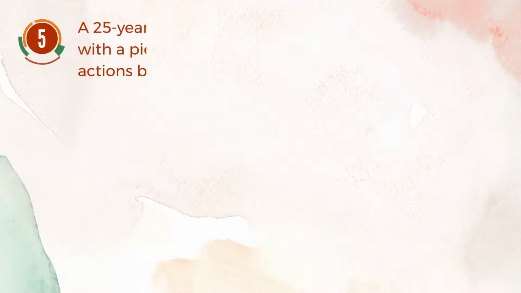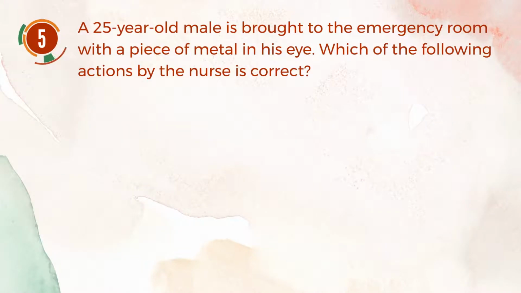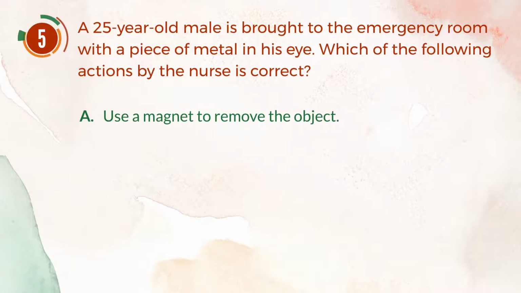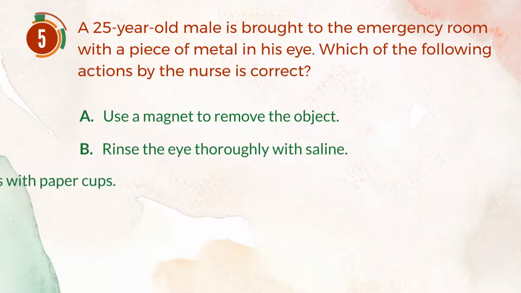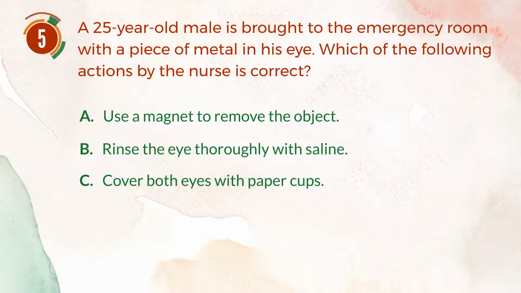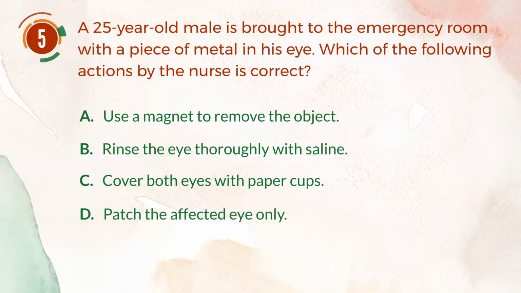Number 5. A 25-year-old male is brought to the emergency room with a piece of metal in his eye. Which of the following actions by the nurse is correct? A. Use a magnet to remove the object. B. Rinse the eye thoroughly with saline. C. Cover both eyes with paper cups. D. Patch the affected eye only.